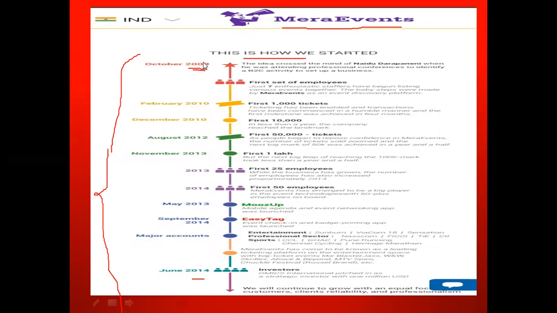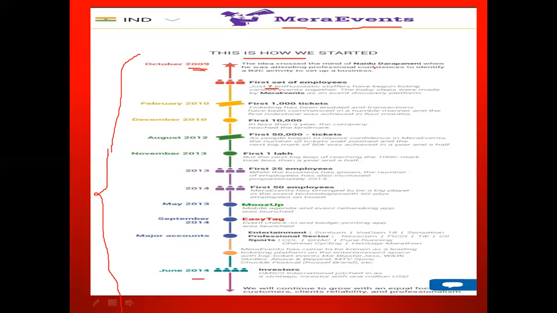continuation of the class. So this is the way they started the program. The first set of employees, just 7 enthusiastic employees. So when Mera Events started, only the first 7 friends were there. First 7 enthusiastic people, whether college students or school students, whatever it may be.